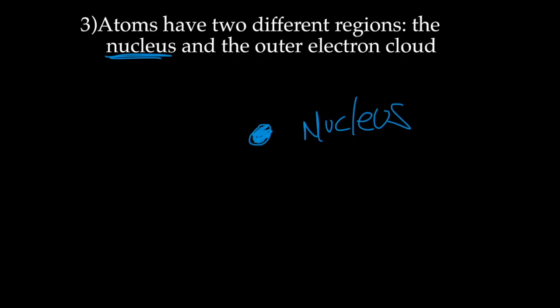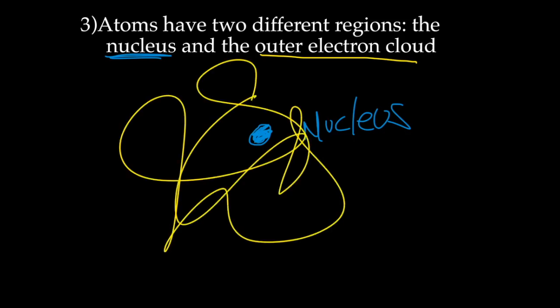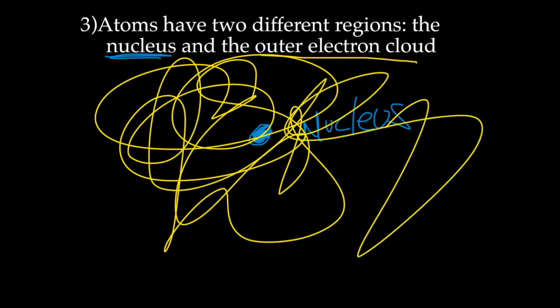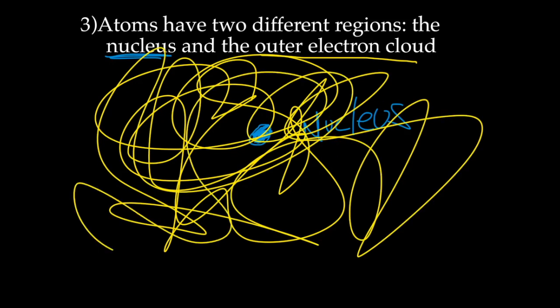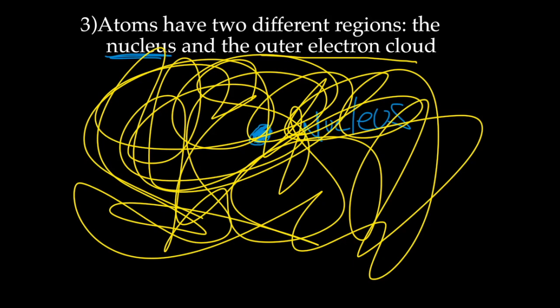Next, let's draw the outer electron cloud. And this is where it gets really ugly. But believe me, it's actually a fairly accurate representation of an atom. So here, all this scribbling is actually the outer electron cloud. So there's the two regions of the atom: the nucleus in the center, nice and dark and dense, and the outer electron cloud, which is that yellow squiggly stuff.